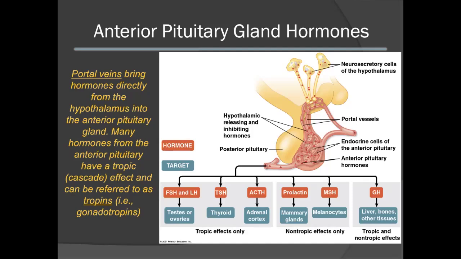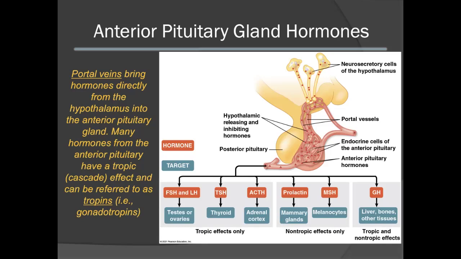Many of these hormones have what is termed a tropic or cascade effect in their target tissues. As a result, these hormones can be referred to as tropins. FSH and LH, for instance, are considered to be gonadotropins because they have a tropic effect on the gonadal tissue, such as the testes or the ovaries. TSH and ACTH are also considered to be tropic hormones.